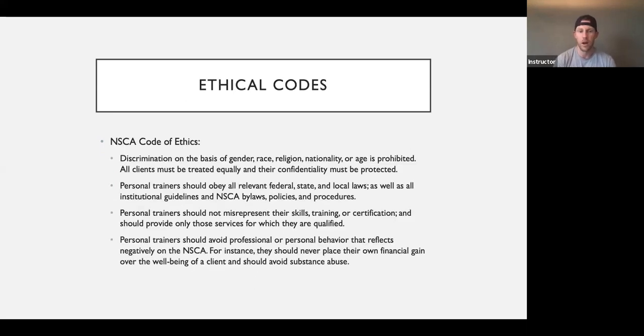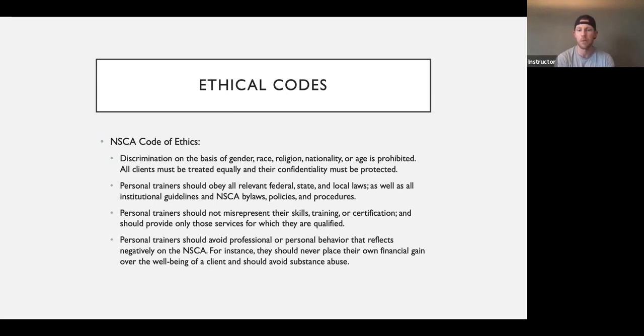Ethical codes. So this is the NSCA's code of ethics. Okay. Discrimination on the basis of gender, race, religion, nationality, or age is prohibited. All clients must be treated equally and their confidentiality must be protected. Again, confidentiality is important, right? Not just talking about certain diseases or issues or family things. Again, confidentiality. Personal trainers should obey all relevant federal, state, and local laws, as well as all institutional guidelines, right? So following the laws both in your area and with the NSCA.